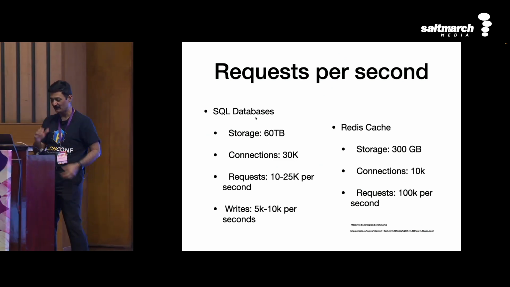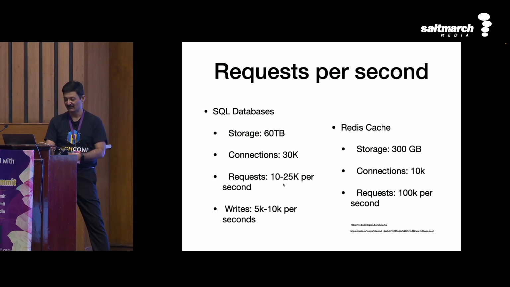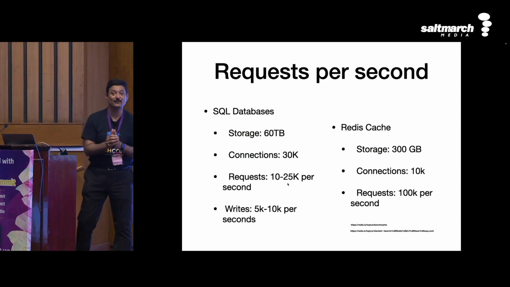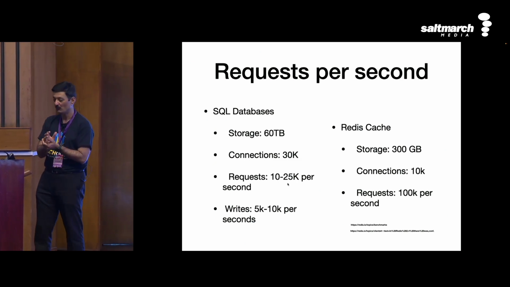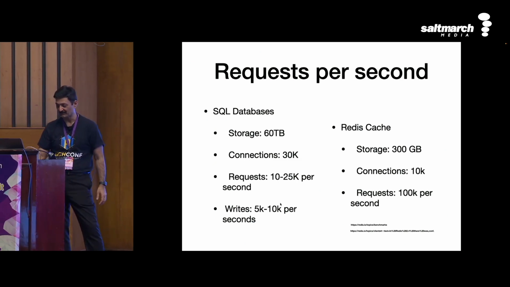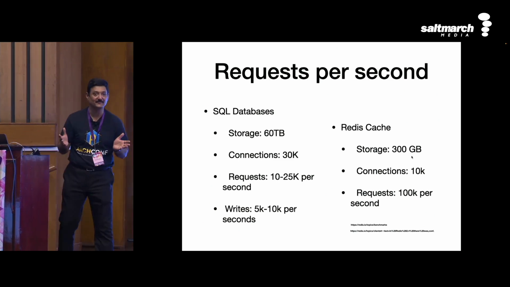So you need to optimize what's happening here. How many requests per second are coming in? If you have 25K requests per second coming in, that is perfectly fine. So you need to know whether this will work for you or not. Same thing is true with the Redis cache also. Redis cache is 300 gigabytes of data.